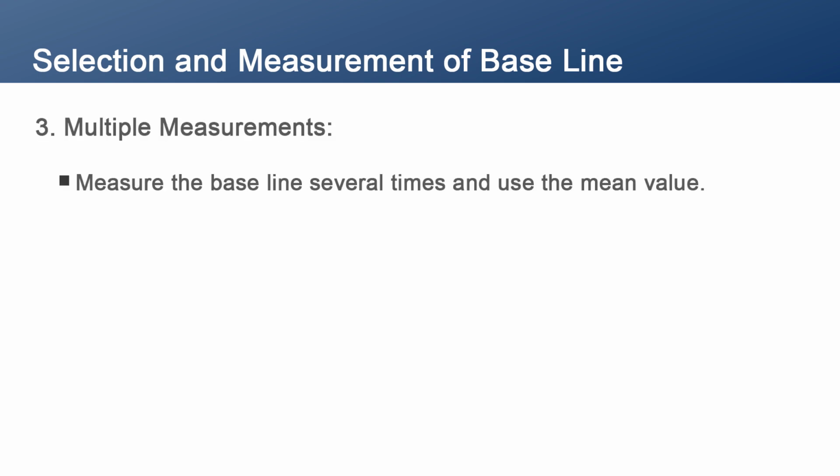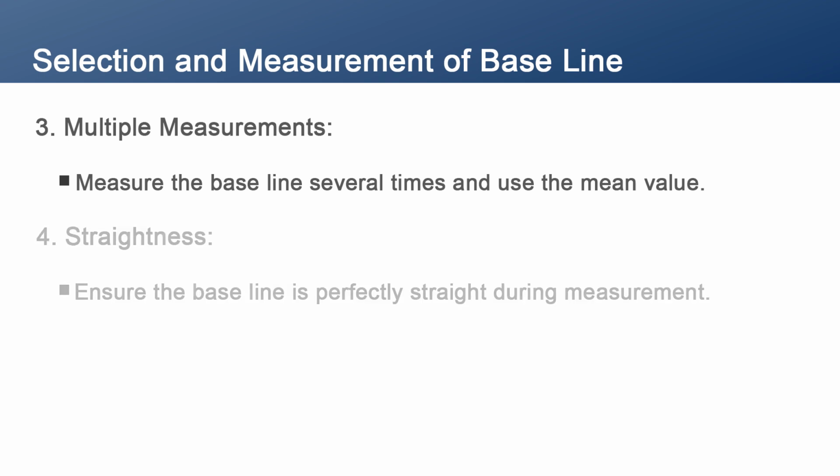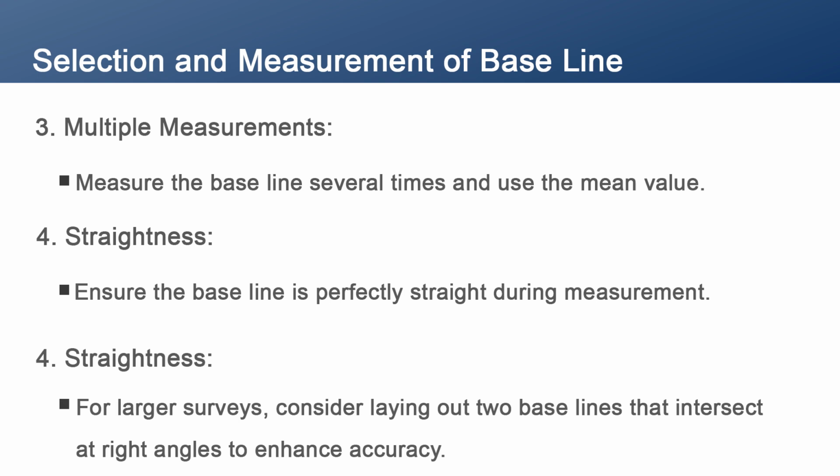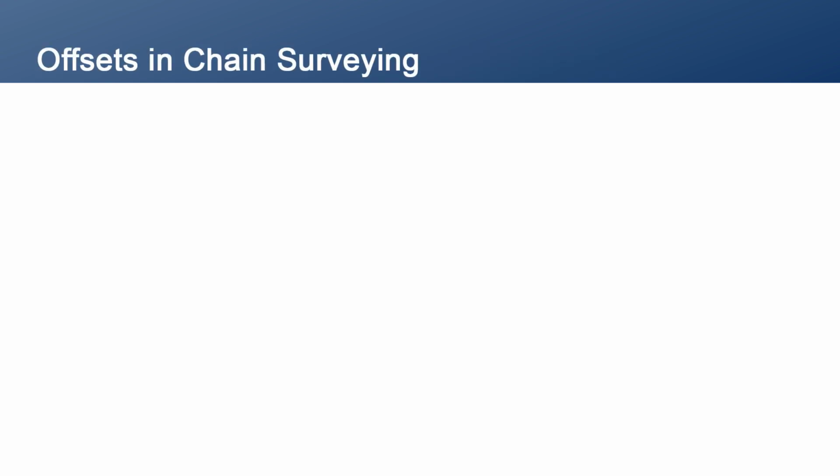Third, it should be measured twice or thrice and the mean value accepted as its correct length. Fourth, great care should be taken to ensure straightness of the baseline while measuring. And fifth, two baselines perpendicularly bisecting each other should be laid out. It means if your survey is large, laying out two baselines that cross at right angles can provide even more accuracy, like creating a grid to map out a large area. Hope the selection and measurement of the baseline is clear now. So, let us now look at the offsets.